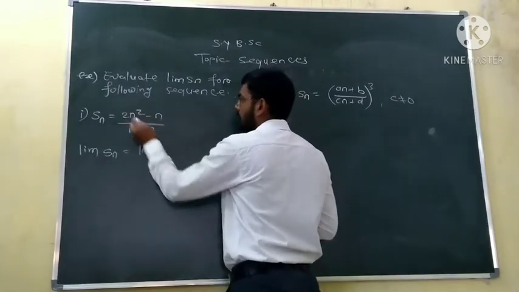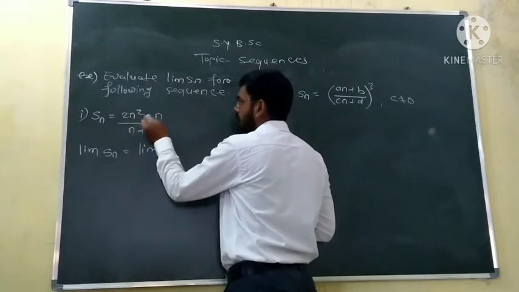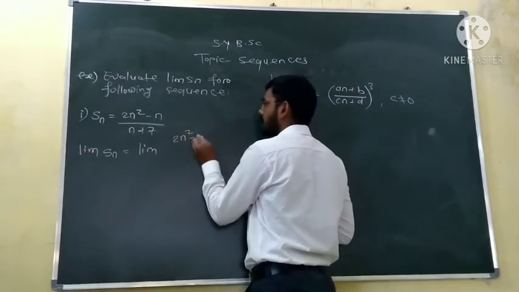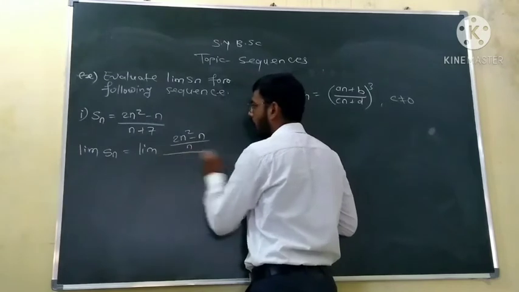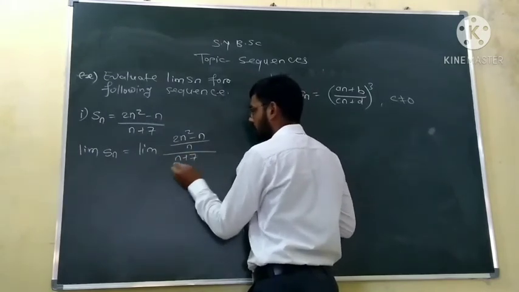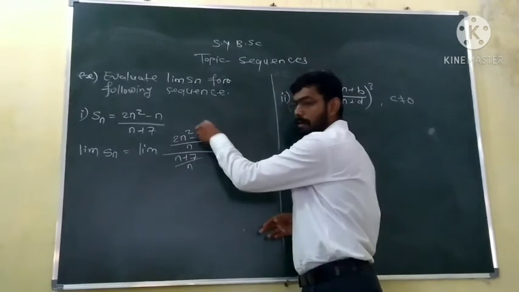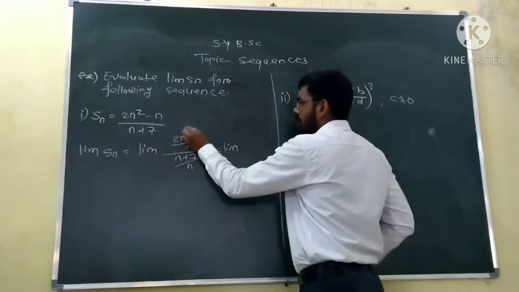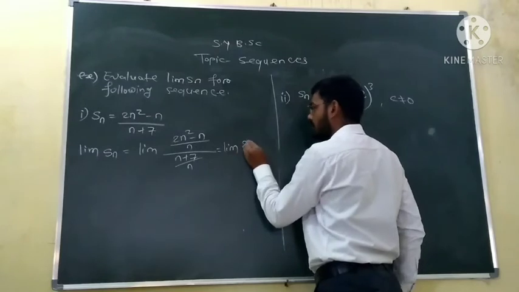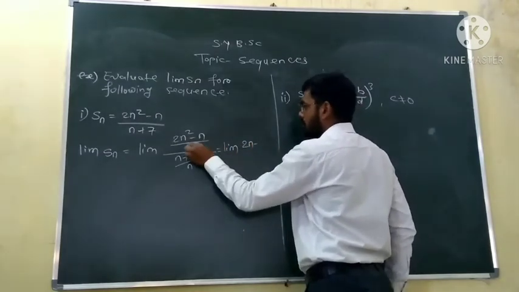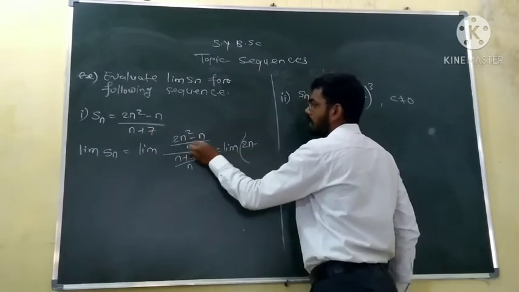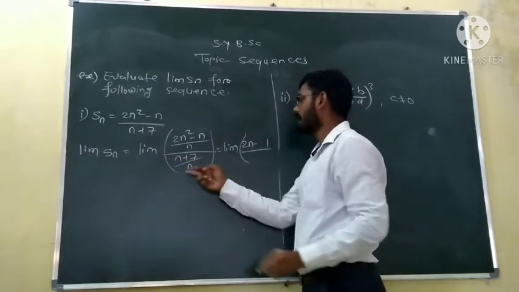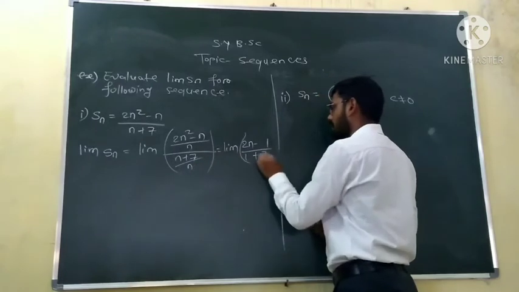this becomes twice n square upon n minus n by n, upon n plus 7 upon n. So we separate these terms: twice n square upon n is twice n, minus n by n, which is 1, upon 1 plus 7 by n.